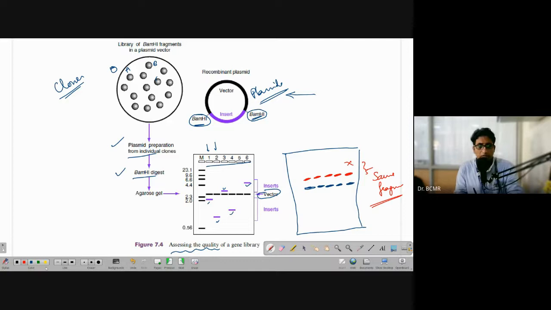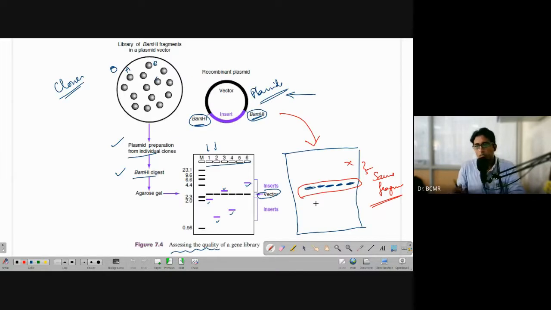The easiest way of understanding is if you made a library, isolated the plasmid, digested it, and then find only the vector fragment, that means it's a bad quality. There are no fragments inserted into the vector. It's vector-vector religation. That is a way you can identify or assess the quality of the gene library that has been made.